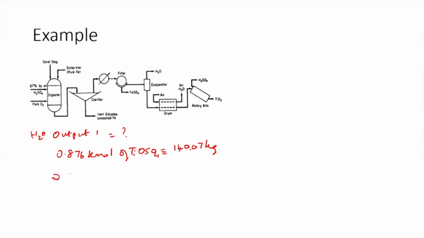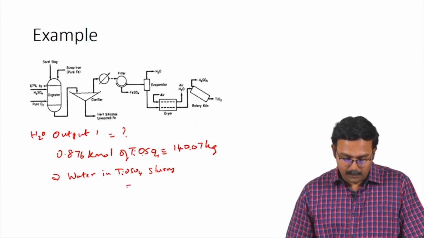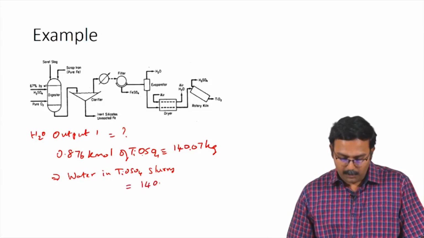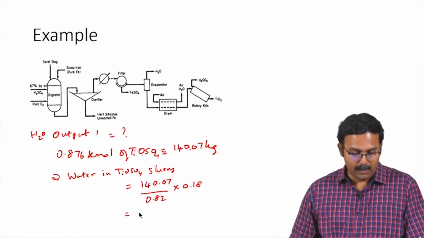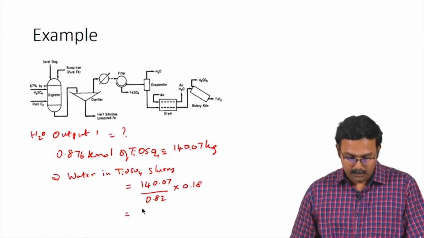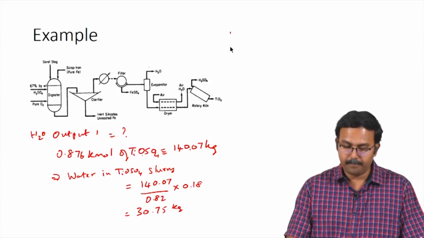So, this implies water in the TiO-SO4 slurry will be equal to 140.07 divided by 0.82 times 0.18, giving you a value of 30.75 kilograms.